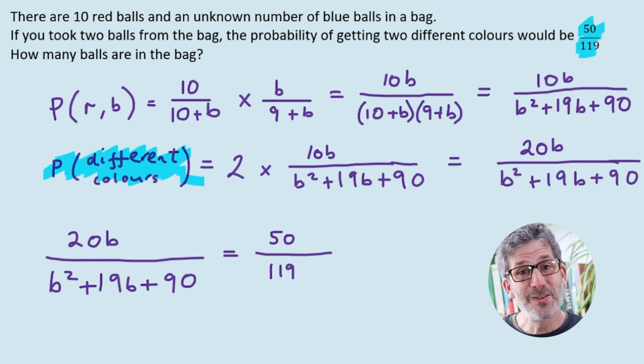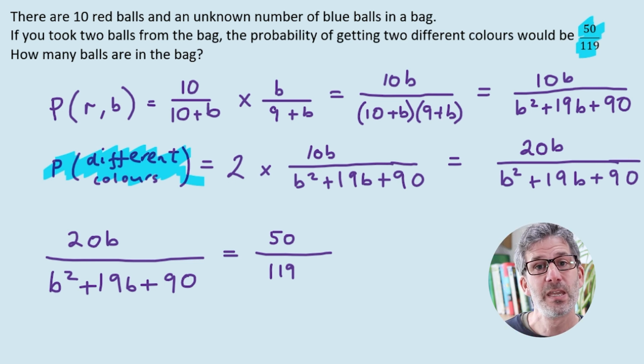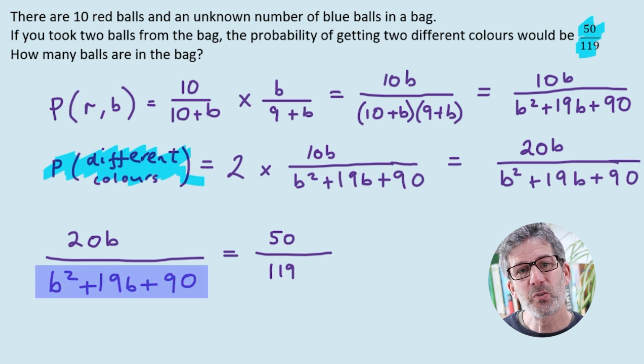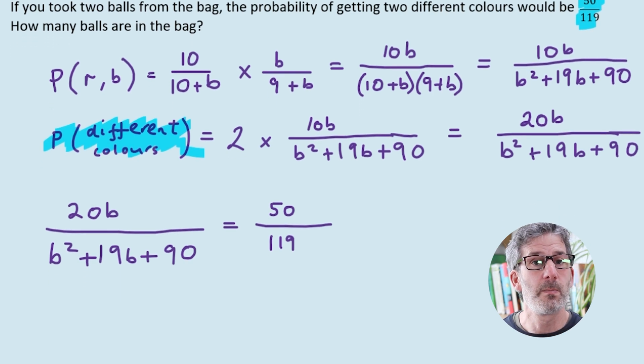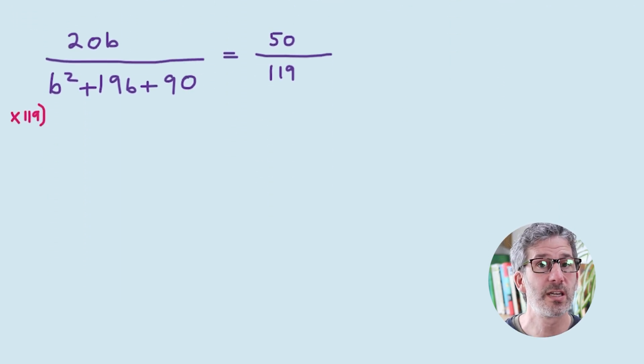We also need to be able to solve the equation, so that's the next skill that we're going to look at. You can see that we've got this quadratic expression in the denominator of the left-hand side, and in order to solve a quadratic equation, we make them equal to 0. So I'm going to rearrange all of this so that I have a quadratic equation that is equal to 0. And I'm going to do that by multiplying both sides by 119.